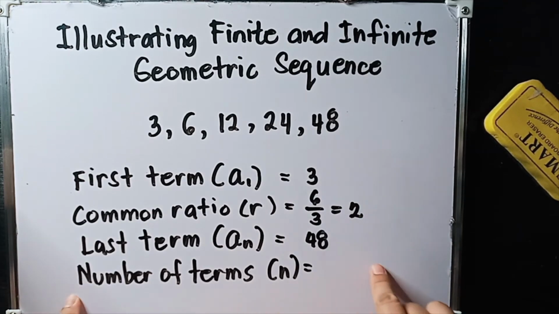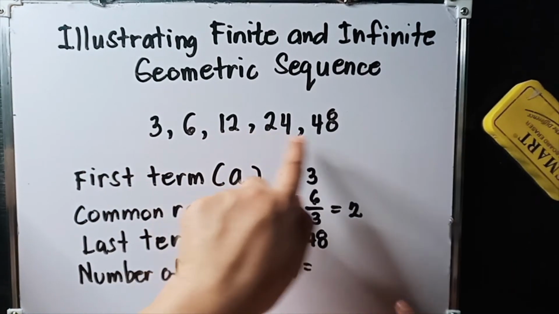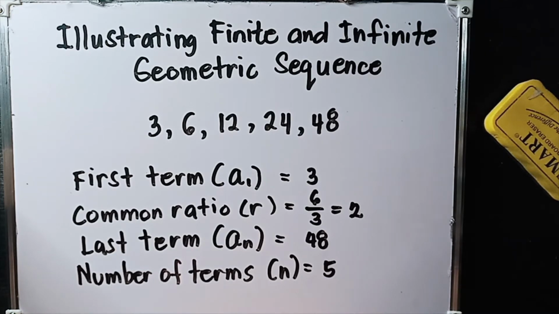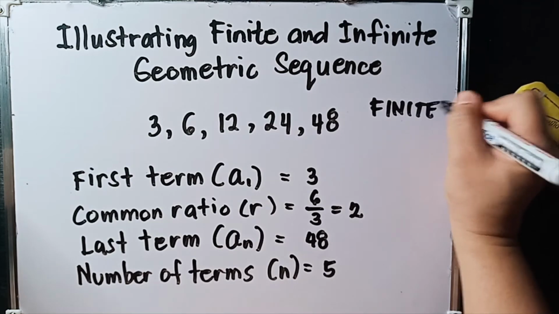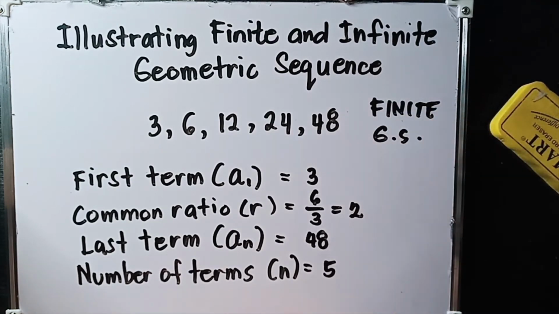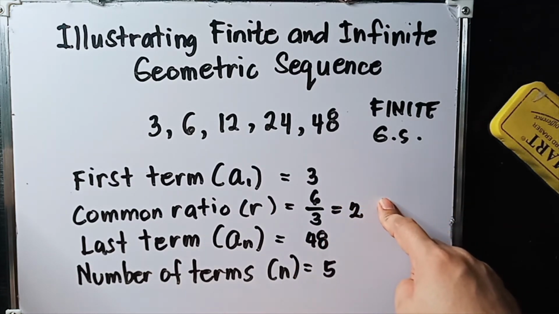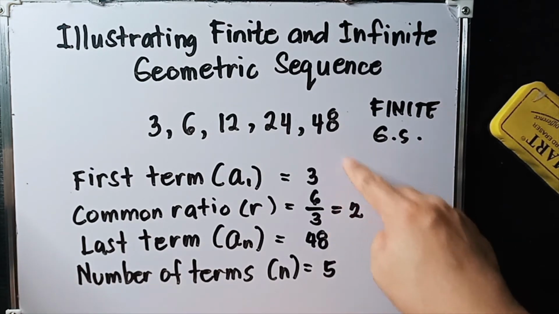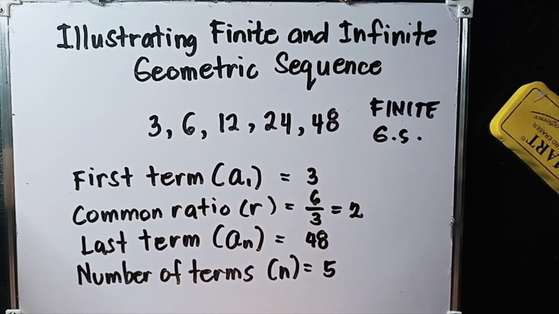How about the number of terms? In this case, it's countable. We just count 1, 2, 3, 4, 5. So the number of terms is 5. So this sequence is an example of a finite geometric sequence. Since it has a first term, a common ratio, and of course the last term and the number of terms, it means that this is a finite geometric sequence.